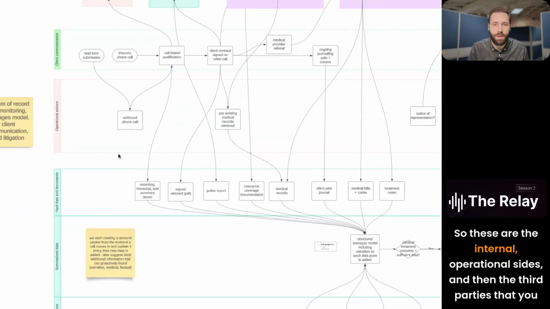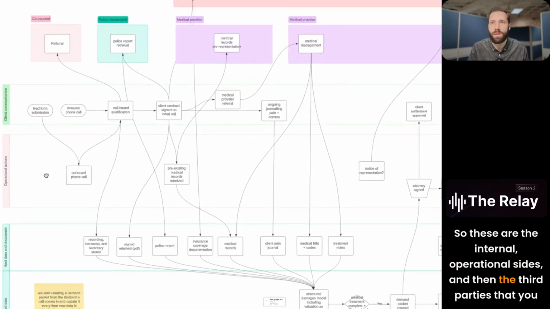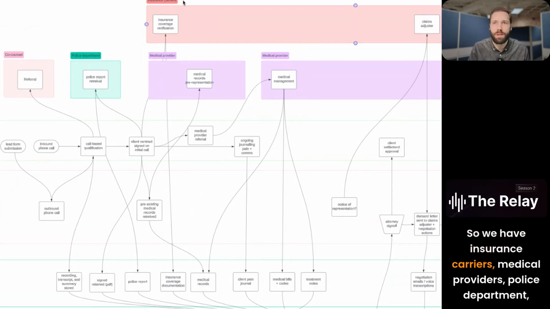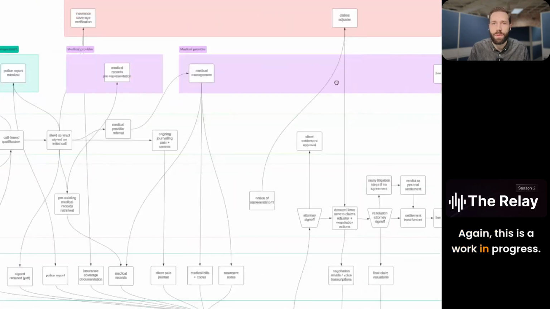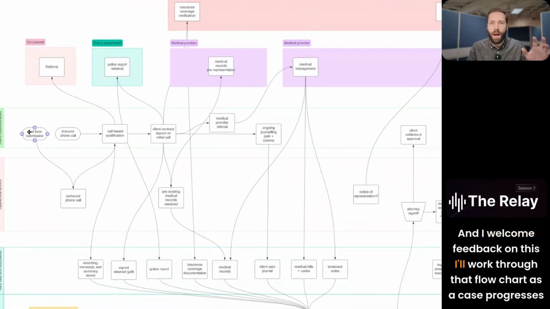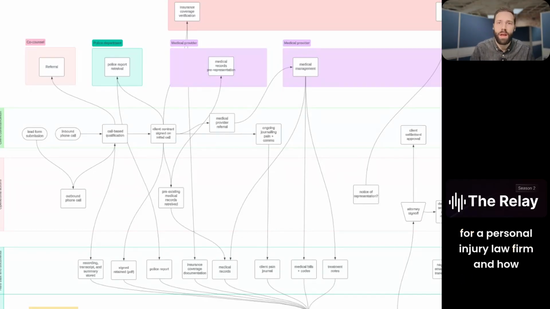So these are the internal or operational sides, and then the third parties that you would be working with are up here. So we have insurance carriers, medical providers, police department, co-counsel. Again, this is a work in progress. Guaranteed there are things that I'm missing here, and I welcome feedback on this. I'll work through that flow chart as a case progresses for a personal injury law firm and how this plays out from start to finish.